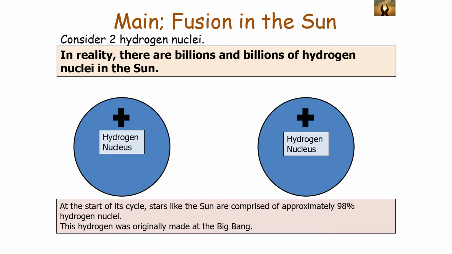Now let's consider two hydrogen nuclei. Now in reality there's billions and billions of hydrogen nuclei in the Sun. Now at the start of its cycle, stars like the Sun are comprised of approximately 98% of hydrogen nuclei, and this hydrogen was originally produced at the Big Bang.